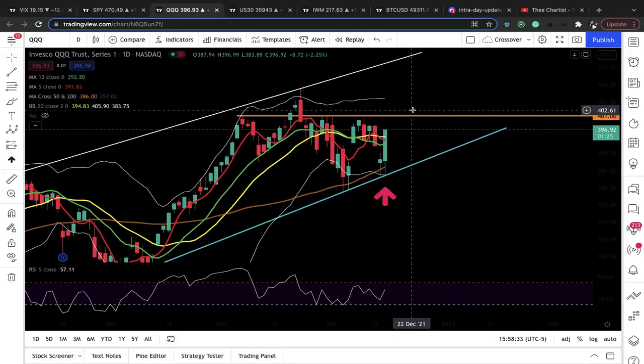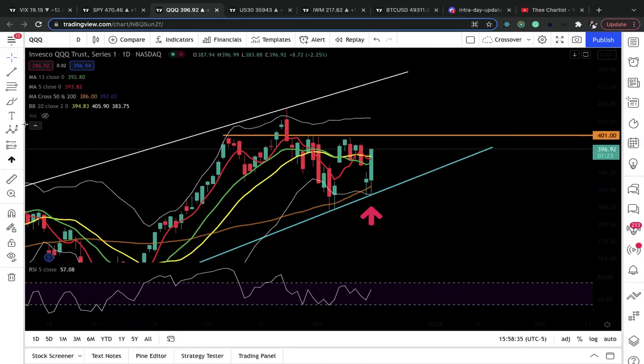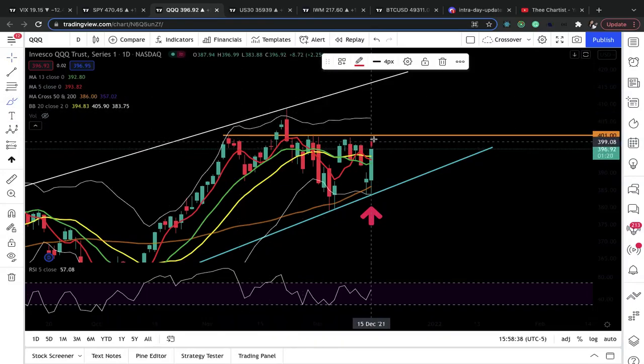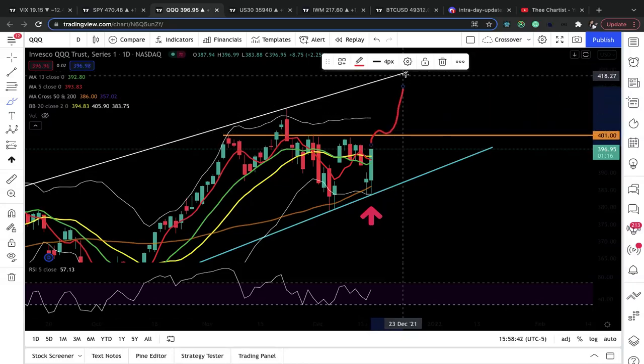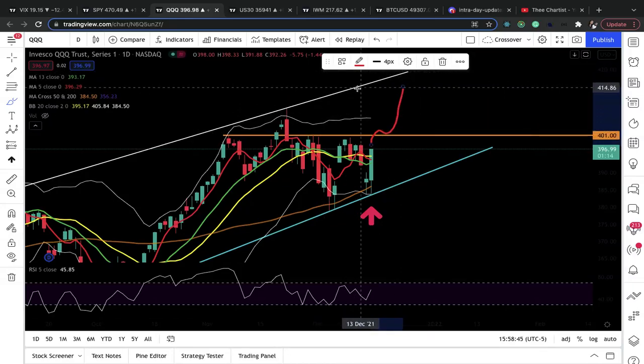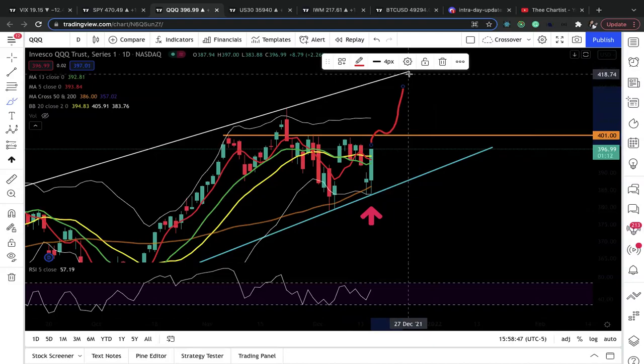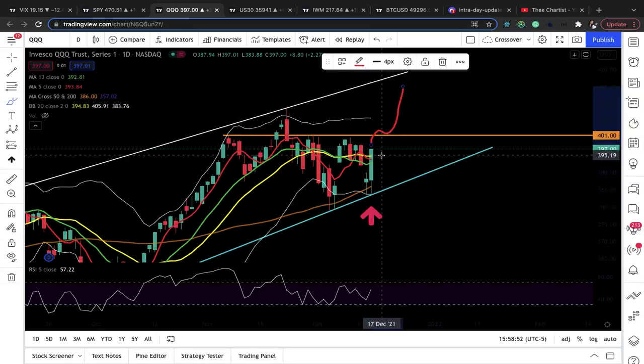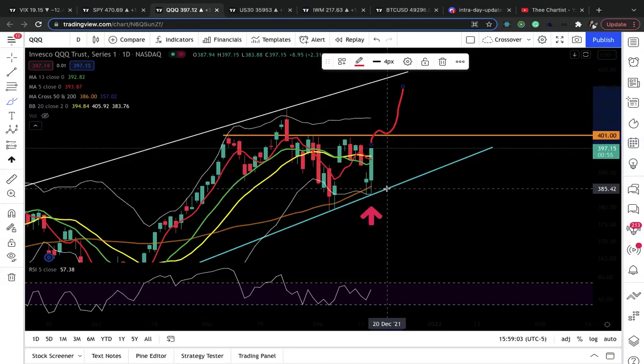So obviously, if triple Q can finally break 401 and close above it, maybe get a retest, and then bam, we can finally head back up higher and test this resistance line up here, that's around 419, 418 now. I got a price target of 401 as long as 394.8 to the 393.8 zone holds. Below 393.8, I'll switch back to bearish right down to 385, which is where the support line is.